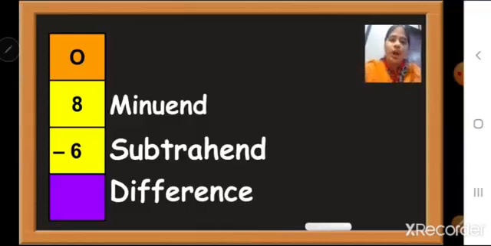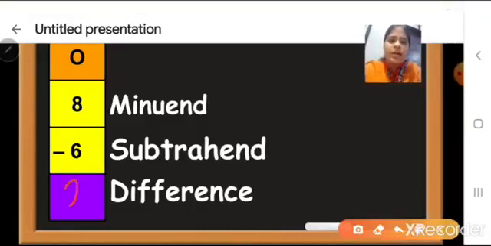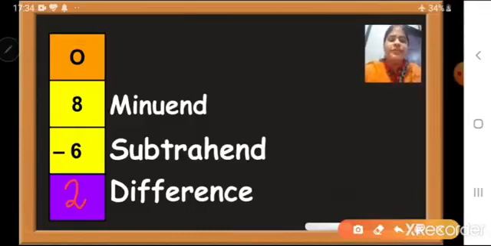Now, we know how to find the difference. We know how to subtract. Correct? Now, 8 minus 6. How we will do? After 6, we are going to count. 7, 8. 2 fingers. So, our answer is 2, or the difference is 2. Correct, students? Now, this is your one missing digit.